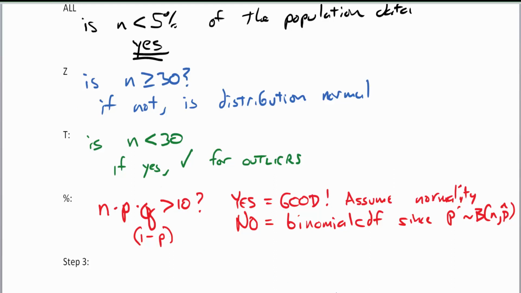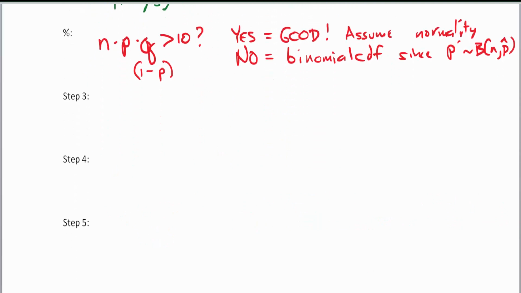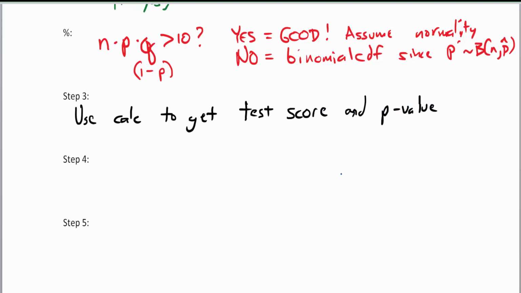Okay, steps 3, 4, and 5. Steps 3, 4, and 5 are true for all hypothesis tests, no matter which kind you do. Step number 3 is to use your calculator to get your test score, and I will show you what that means in the next video, and p-value. And you've already been given an example of what we do with the p-value. You'll compare your p-value to your alpha.